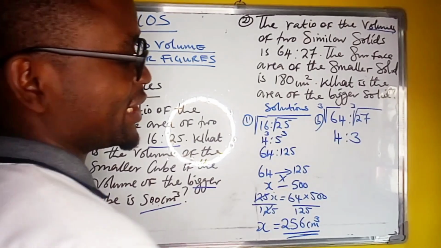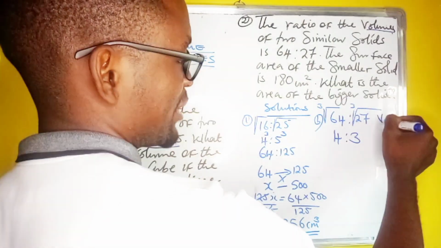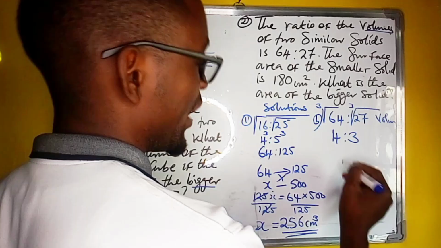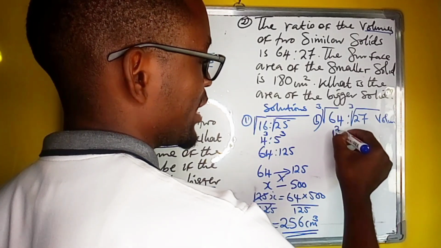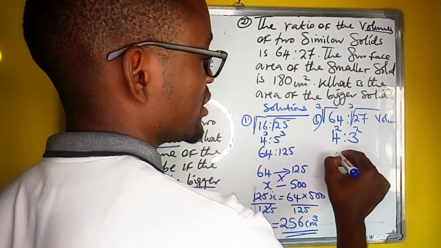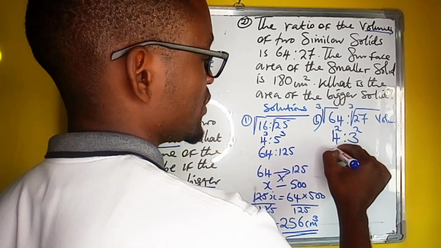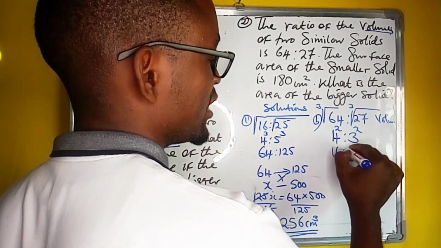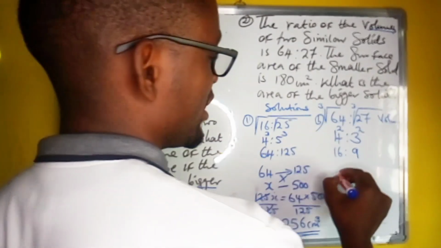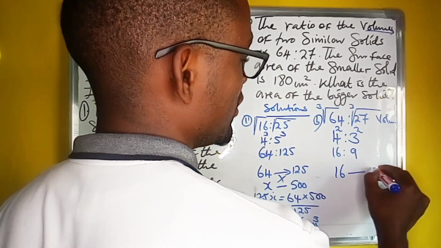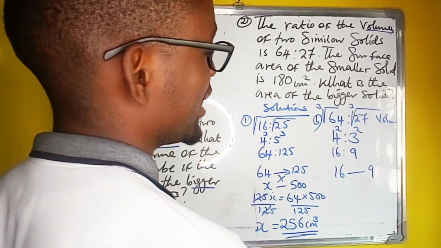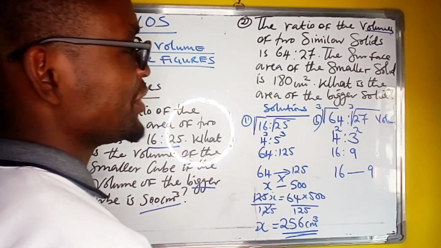And once you do that, this one was the ratio in terms of volume. Now we want the ratio in terms of area. So therefore, raise this to the power 2. This one will give us 16 to 9. Okay? 16 to 9, that is it.